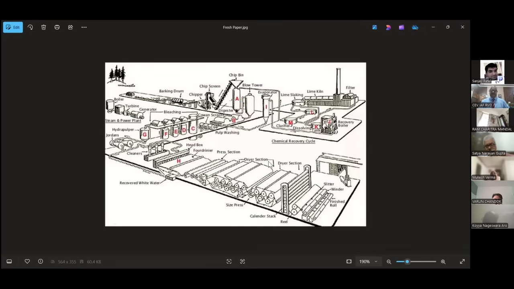Okay. From the dryer sections, it goes to the sizing press. Sizing press means we are getting the required width of the paper. So whatever unwanted width, it is cut from both sides, and again goes to the drying sections and from the drying sections to the calendering section. And the function of the calendar machine is not cutting to size, but decreasing the thickness.